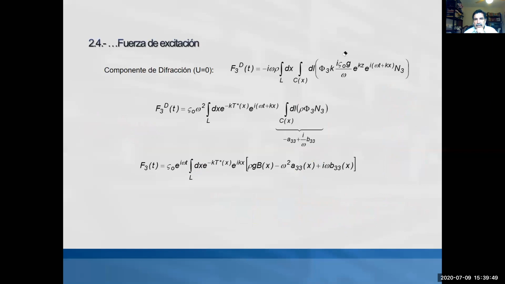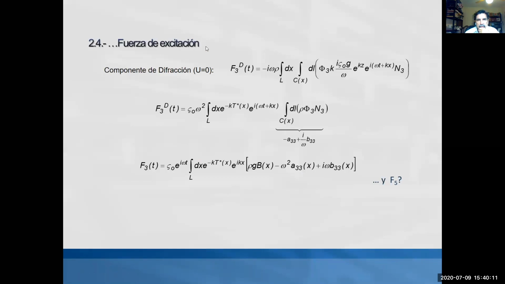After we have all of this, I insist, I'm going to show you an Excel table where I calculated all of this. Okay, this is for F3. What happens with F5? Let me draw here.